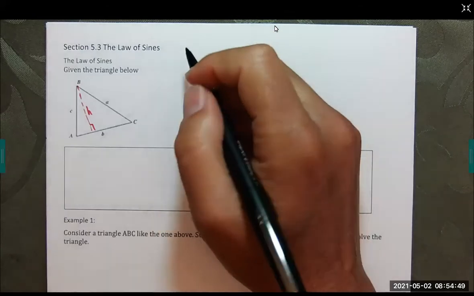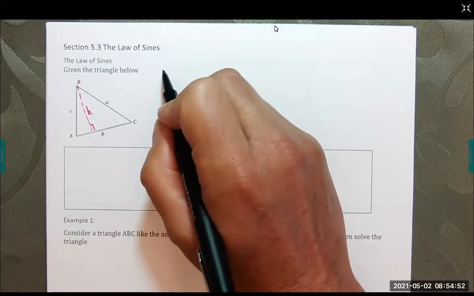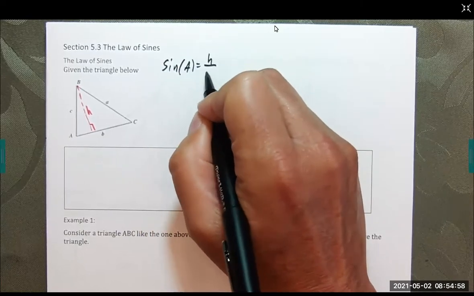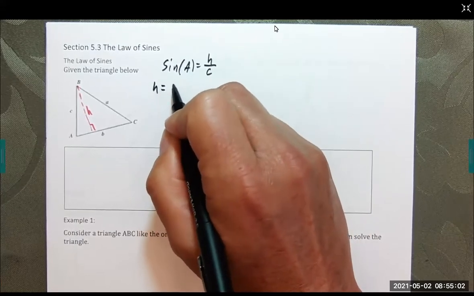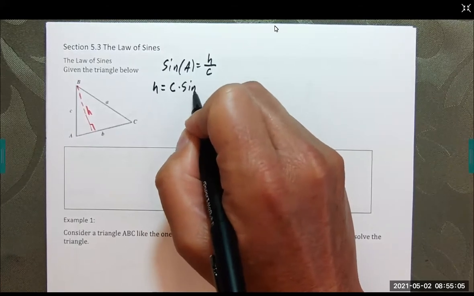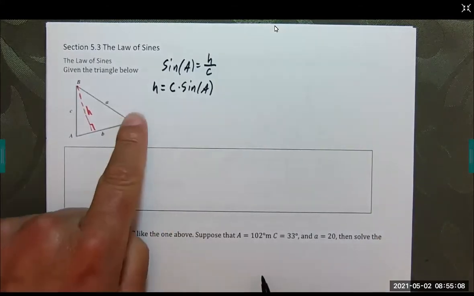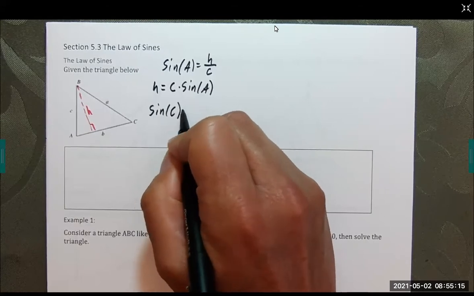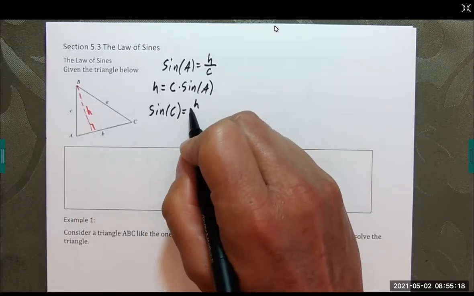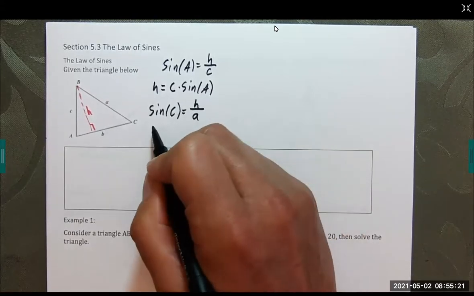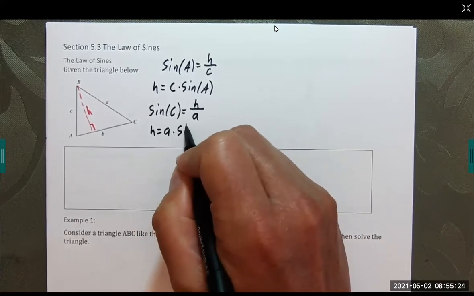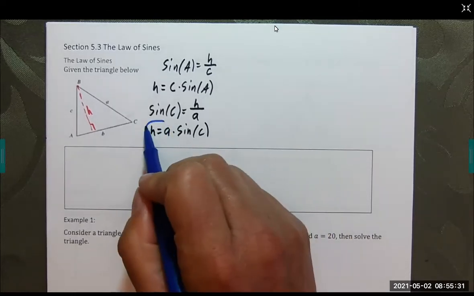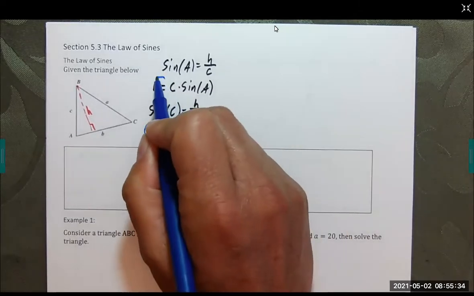I'm going to notice that when I look at this small triangle here, we have that the sine of angle A is equal to H over side C, which means that H is equal to side C times sine of angle A. Also, if I look at the bigger right triangle here, I have that the sine of angle C is equal to the opposite, which is H in this case, over side A, which means that H is equal to A times the sine of angle C. And the point here is that this is equal to H, and this is equal to H.